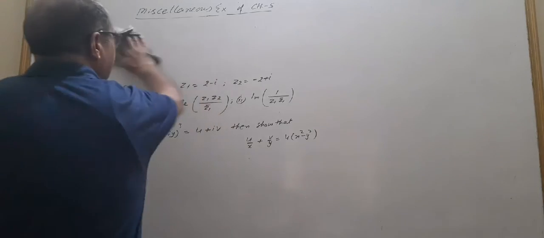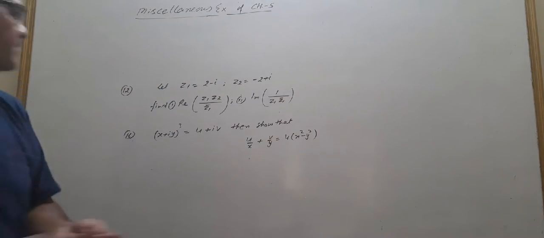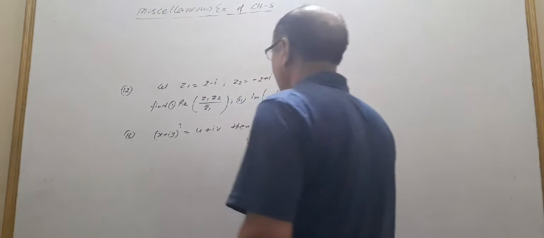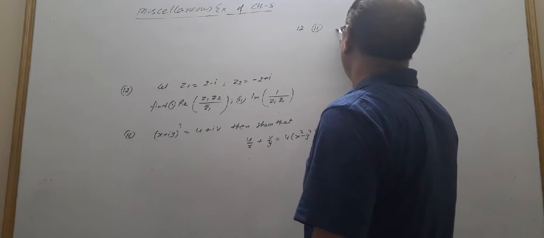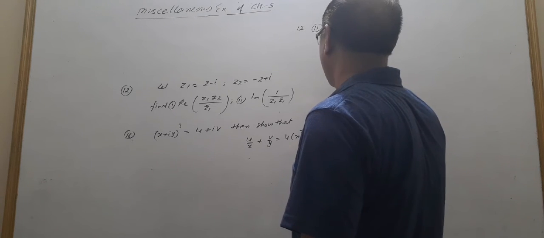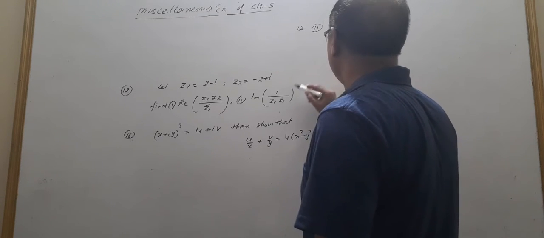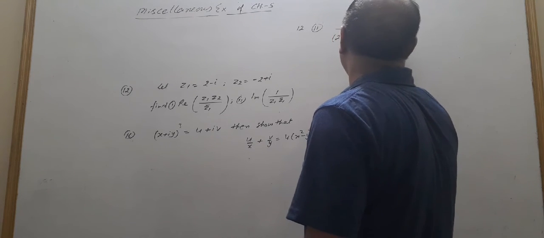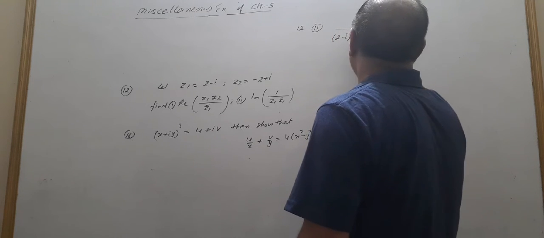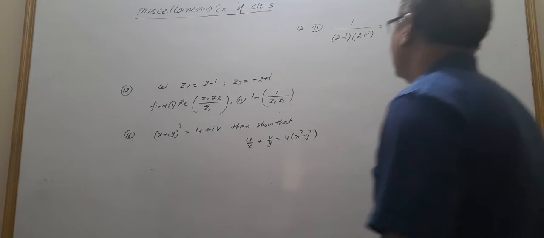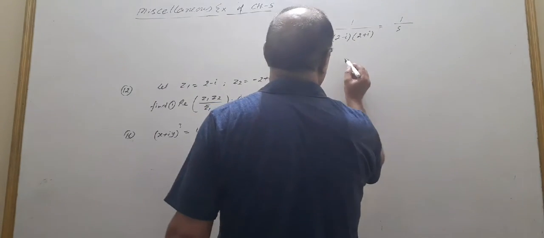Now after this, the second part of question number 12 is the imaginary part. First of all, I will substitute the value of Z1, that is 2 minus iota, and Z1 bar, that is 2 plus iota. On multiplication this becomes 4 plus 1, that is 5. So what is the value of this?